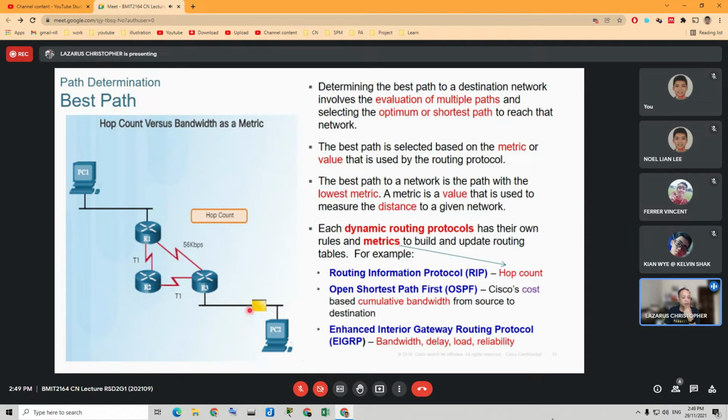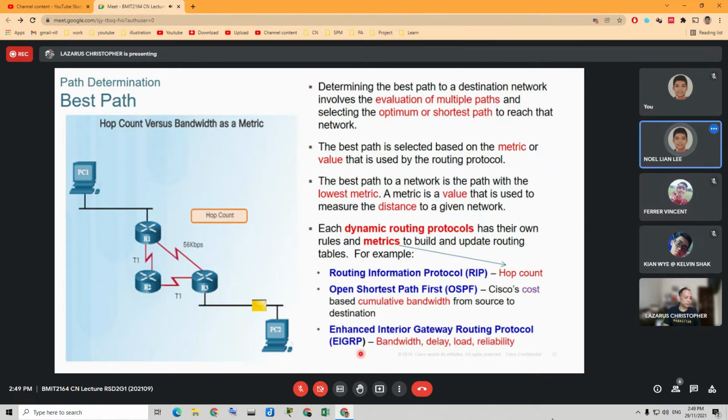If you specify that the router is using EIGRP, then the considerations are bandwidth, delay, load, and reliability. Meaning to say it has multiple levels, right? Instead of simply saying hop count, it looks at bandwidth first. If the bandwidth is the same, then delay, then the load, then reliability, for example, for EIGRP. Okay. So far, okay, guys?